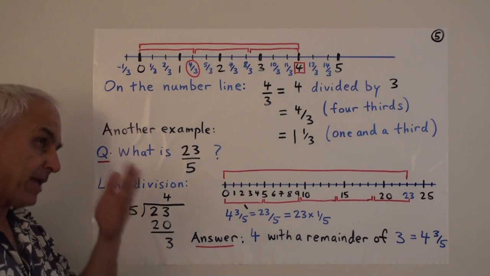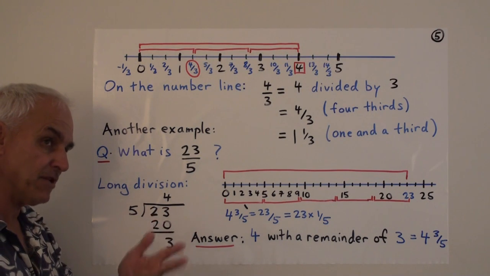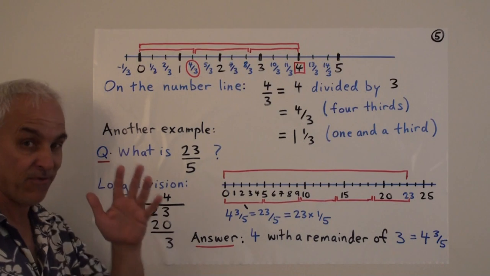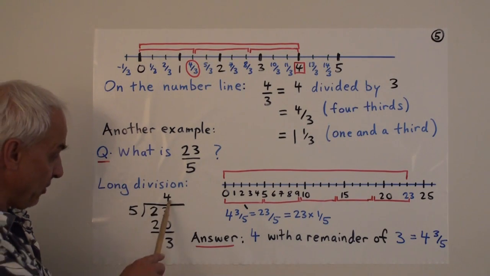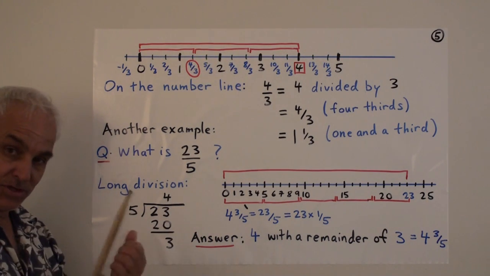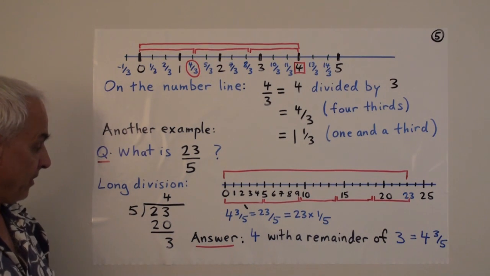And knowing our multiplication table, 2 times 5 is 10, 3 times 5 is 15, 4 times 5 is 20. It's getting close. 5 times 5 is 25. That's too much. So 4 times 5 is a good guess. So we write a 4 there. And 4 times 5 is 20. We take those 4 5s away from 23, and what's left is 3.